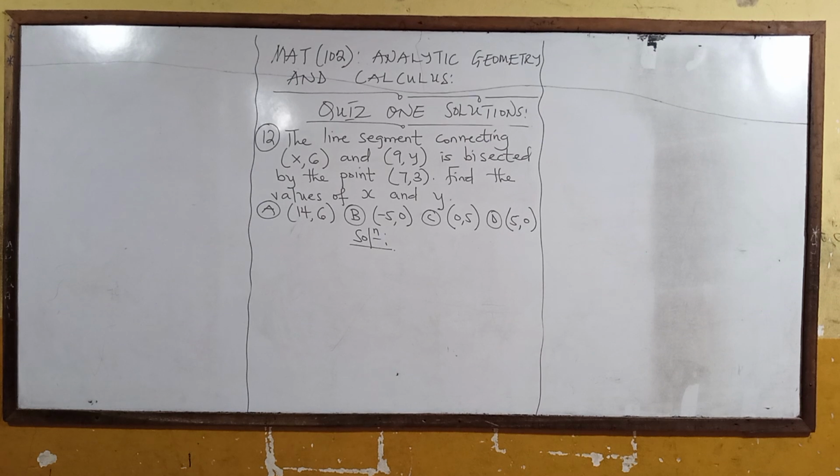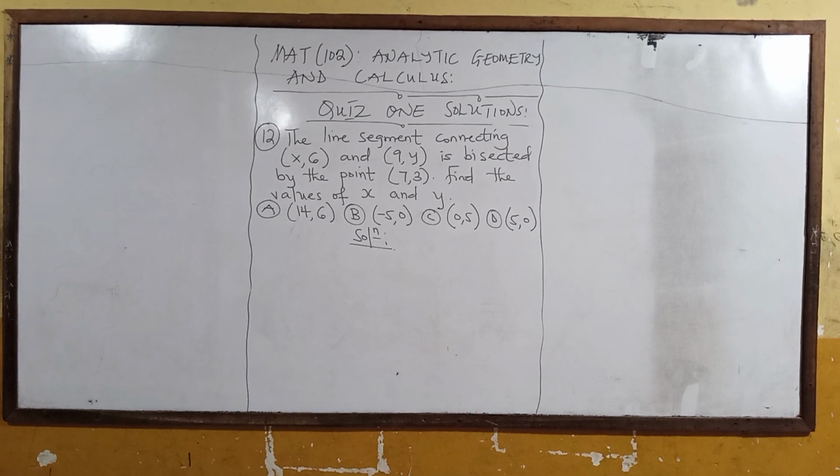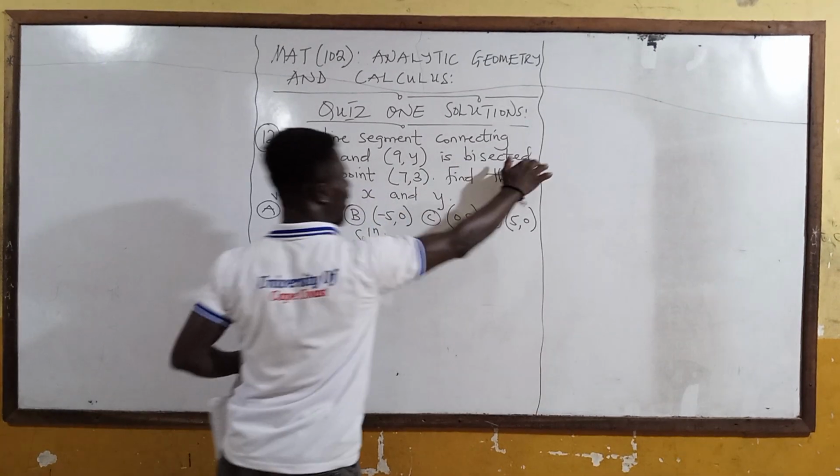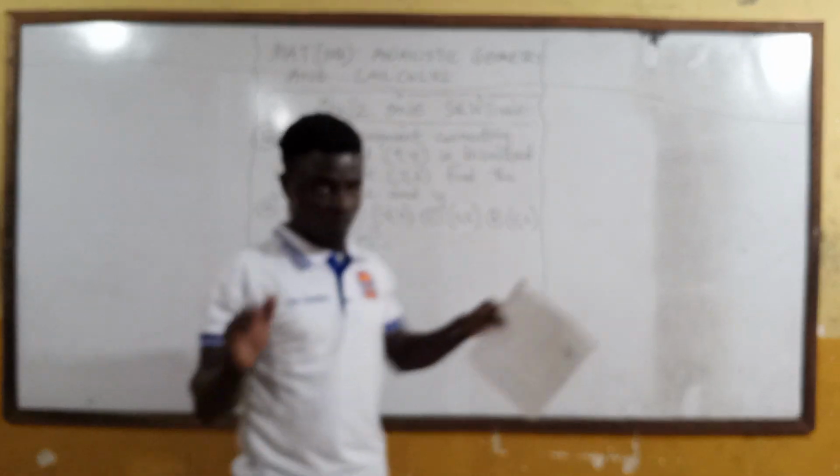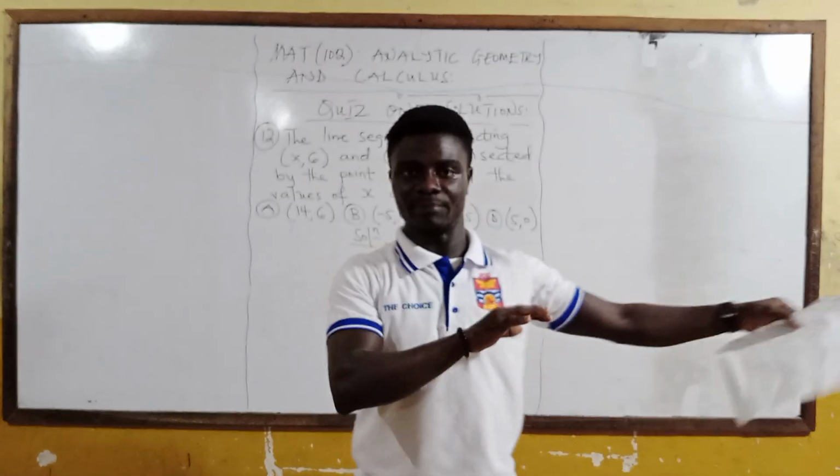Alright, so let's see. Question 12. Question 12 here on your question paper is question 14. The line segment connecting points (x, 6) and (9, y) is bisected by the point (7, 3). Find the values of x and y. A, 14 and 6; B, negative 10; C, 0 and 5; and D, 5 and 0. So now let's see. It's bisected, which means it is divided into two equal parts. So we have to think of its midpoint.